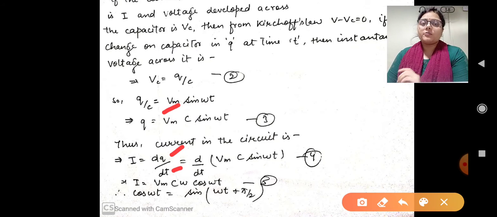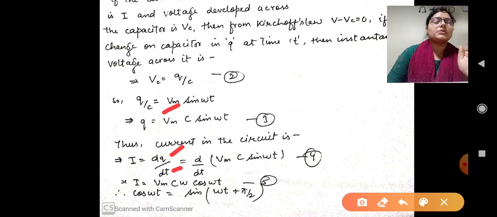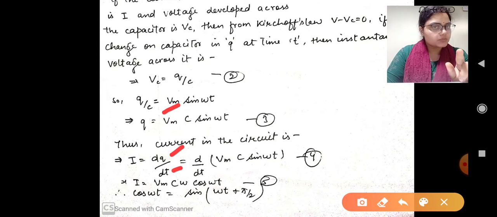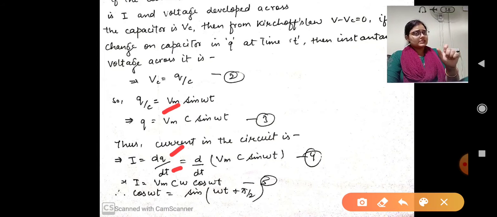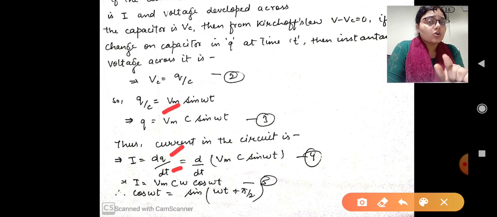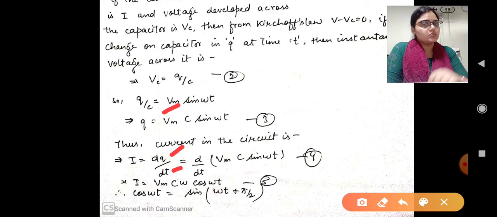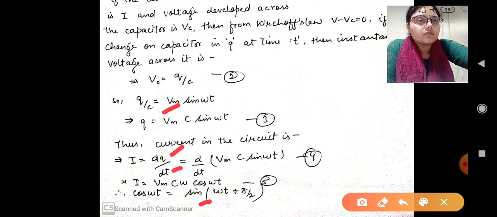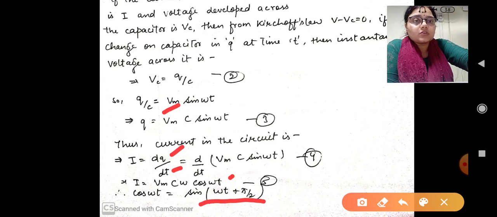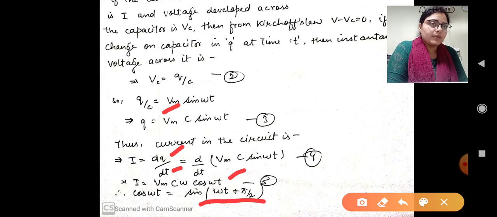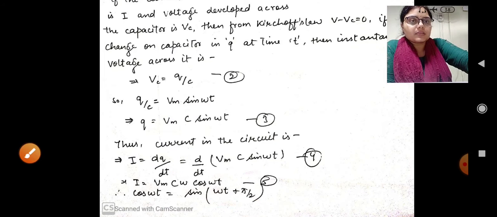Clear? Now cos theta is equal to sin of theta plus pi by 2. So we can replace it, because all the instantaneous values will be in the form of sin. So cos omega t is equal to sin of omega t plus pi by 2. So we have to put the value of sin of omega t plus pi by 2 in this equation number 5 in place of cos omega t. Clear?